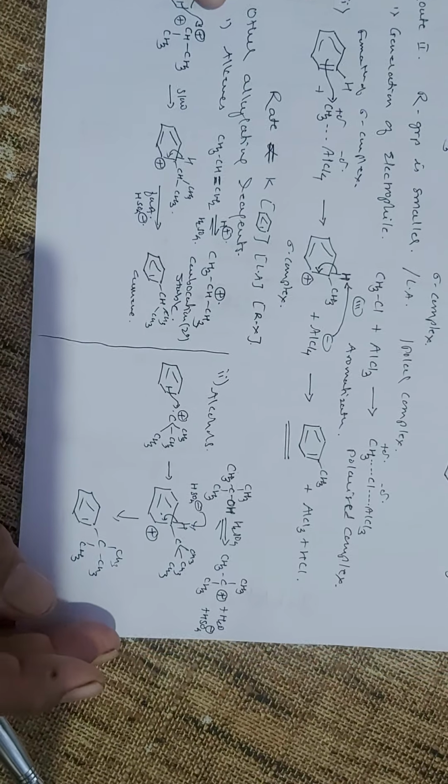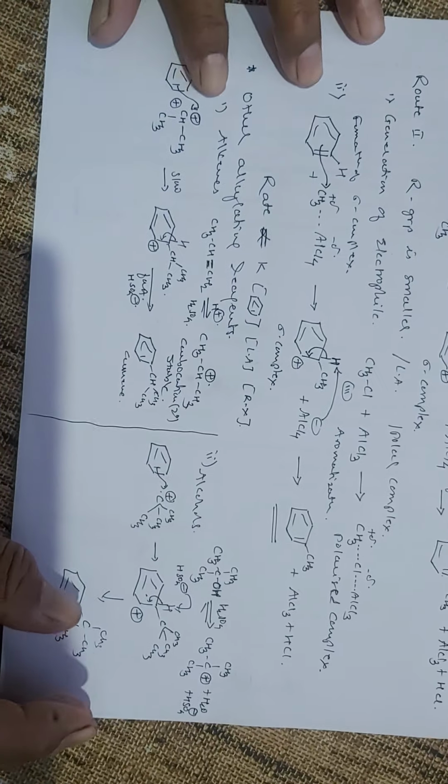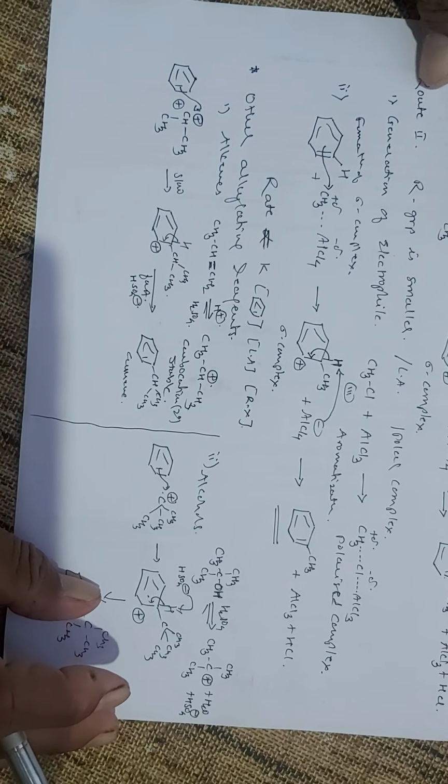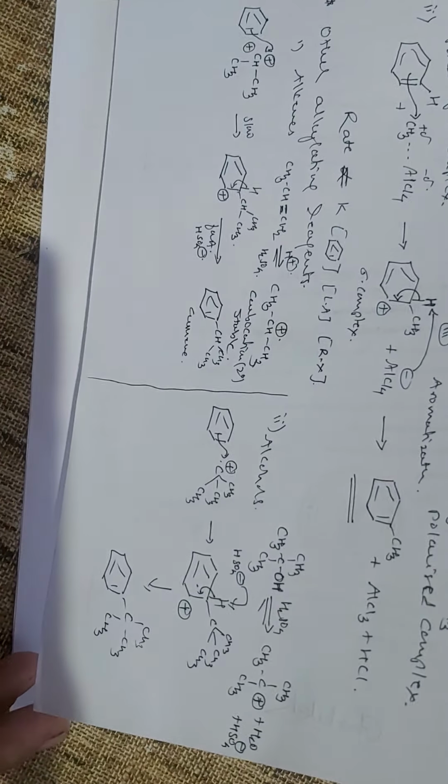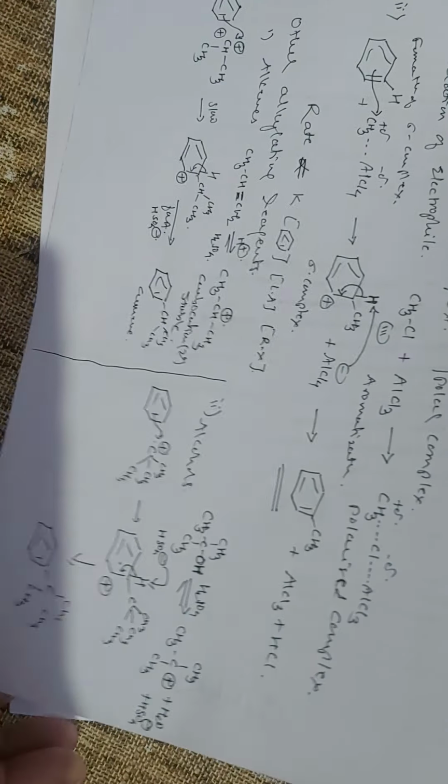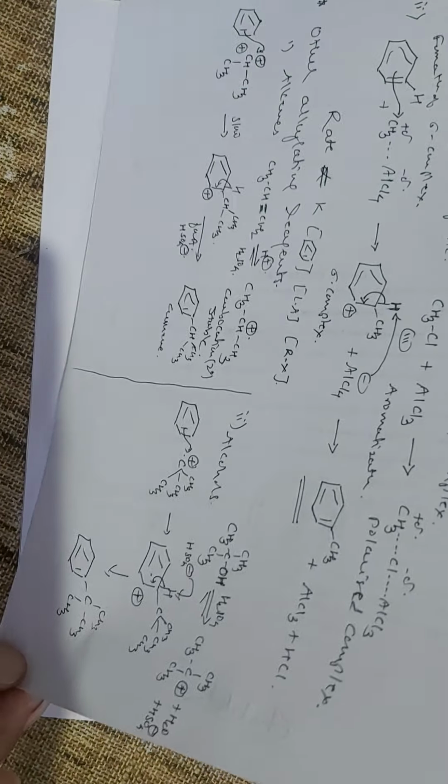So in this way the alkylation of the benzene ring can be carried out by using different types of alkylating reagents. And so here we finish up with this mechanism of the Friedel-Crafts alkylation.